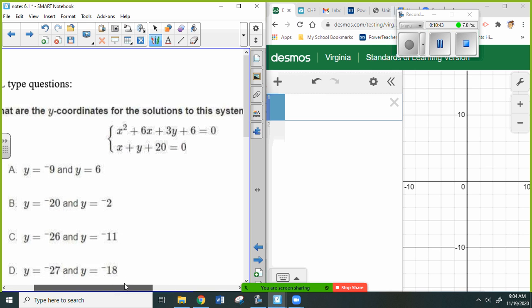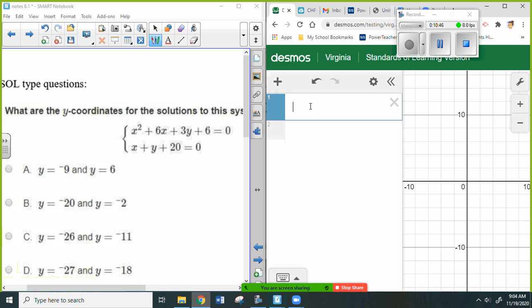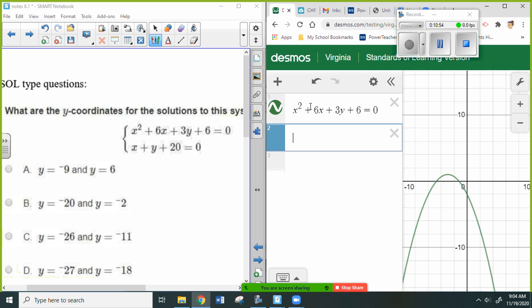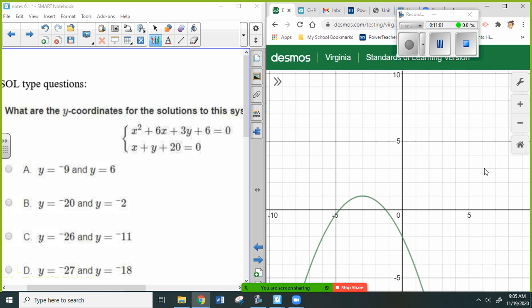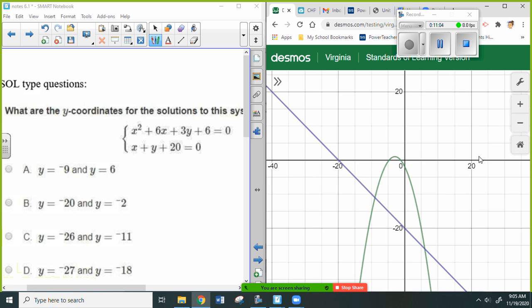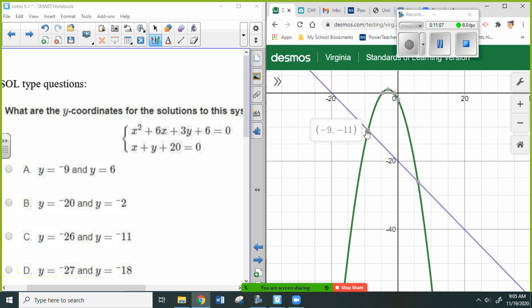You're going to solve it exactly the same way. You're going to type the two equations into Desmos, exactly how you see them. And then you might have to slide it around, you might have to zoom out. We've got a parabola and a line, and you want to find where they cross each other. That means our solutions are (-9, -11) and (6, -26).